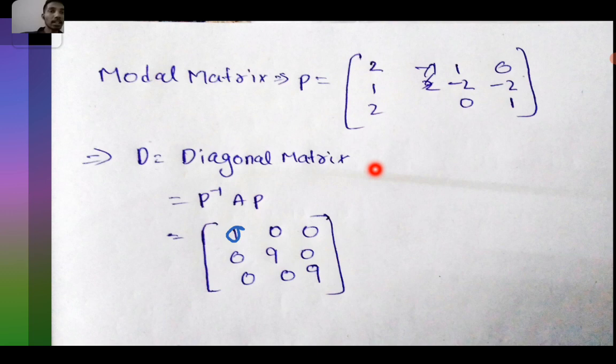The diagonal matrix is P inverse AP, that is [0 0 0; 0 9 0; 0 0 9]. We can recheck the diagonal matrix by the eigenvalues. The diagonal elements should be the eigenvalues of the matrix, that is 0, 9, 9. These are the eigenvalues of matrix A.